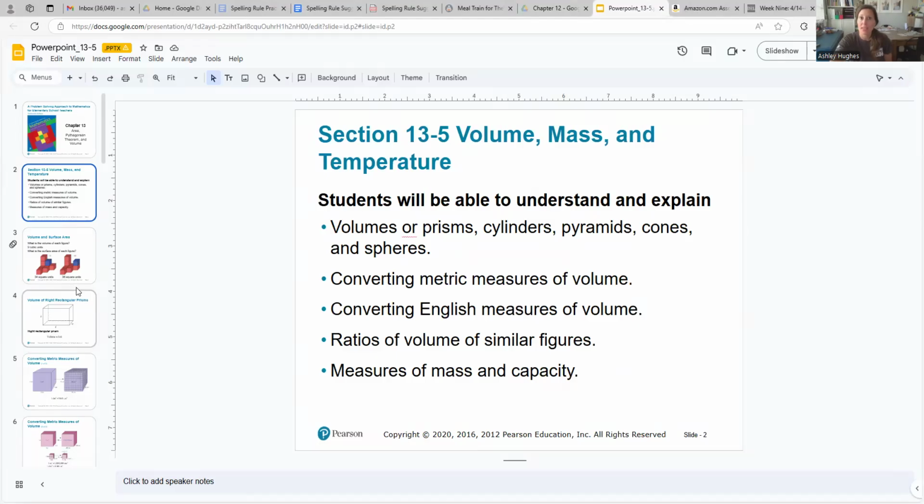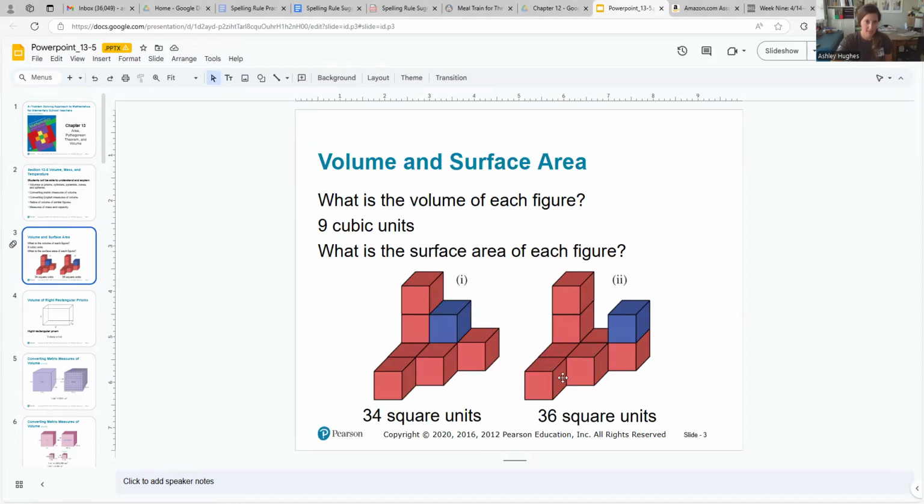I'm going to share my screen for section 13.5, and today we're mainly going to be talking about the volume. We're also going to be talking about some conversions and then measures of mass and capacity.